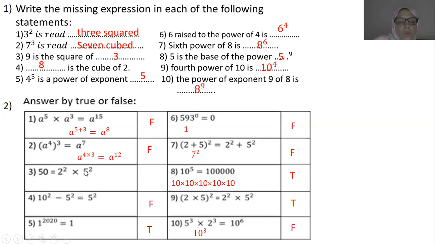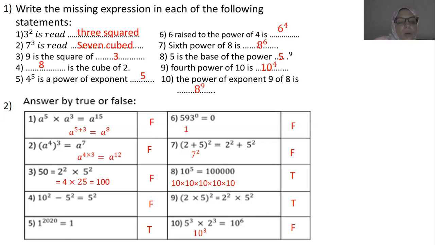If we calculate 2 squared times 5 squared, the answer of 2 squared is 4. The answer of 5 squared is 25. So it will give me 100, not 50. So the whole answer is false.